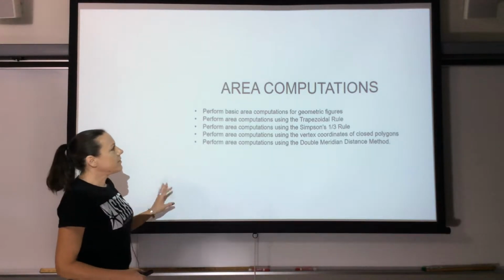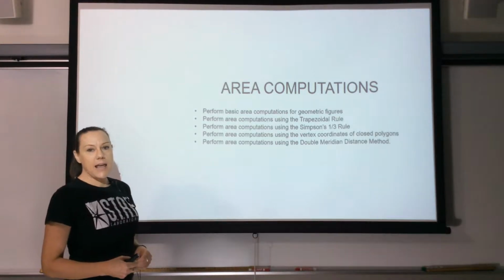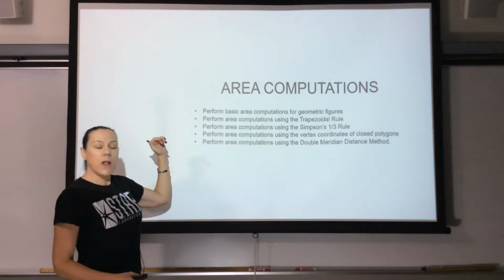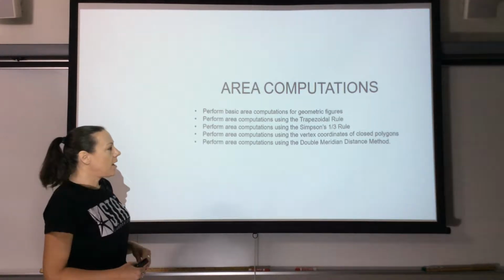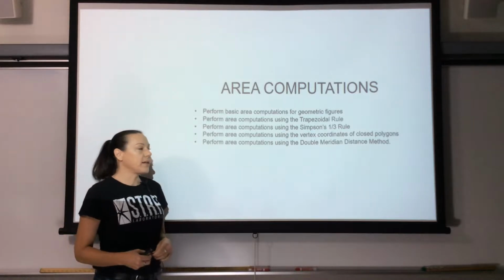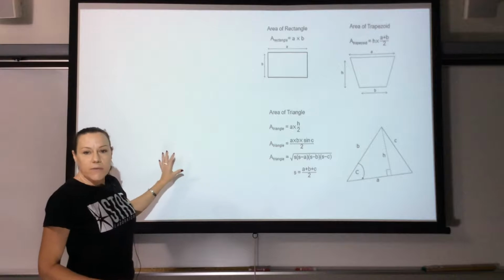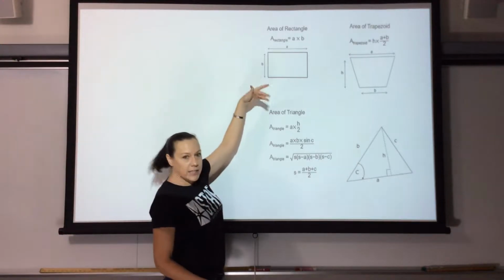This lecture is going to cover area computations. We're going to use the computation of geometric figures, the trapezoid rule, Simpson's third rule, coordinates, and the double meridian distance method. So let's get started. The area of a rectangle is basically the length times width.